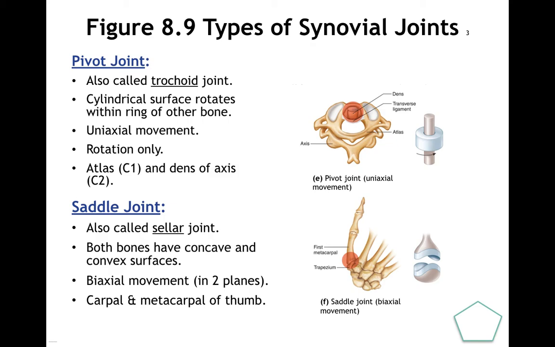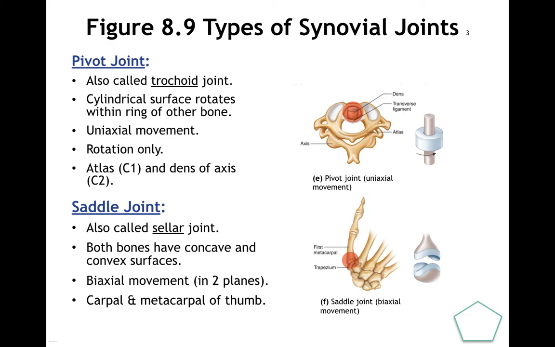Pivot joint is also called a trochoid joint. It has a cylindrical surface rotating within the ring of another bone, allows for uniaxial movement, and that movement is rotation only. The first cervical vertebra, C1, the atlas, and the dens of the second cervical vertebra, C2, the axis, is an example of a pivot joint.